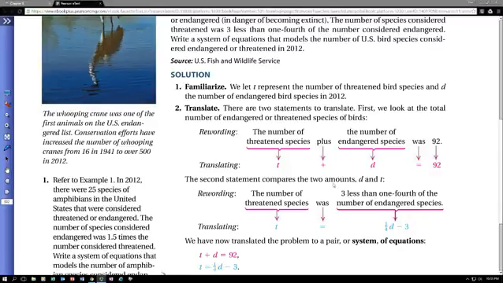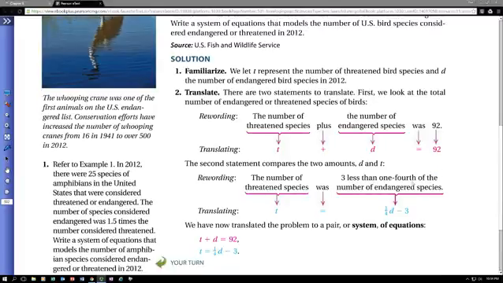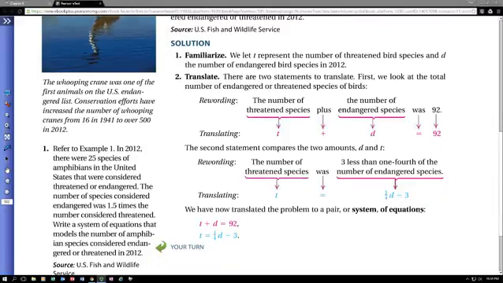Well, the second statement compares the two amounts D and T. In rewording this and trying to get into a translation, well, the number of threatened species, that is T is threatened species, is equal to 3 less than 1/4 the number of endangered species. Be careful with that subtraction stuff. It has to be in the right order. 1/4 the number of endangered species is 1/4 D, and then I want 3 less than that, so you'd subtract 3. So we end up with this equation: T, threatened species, equals 1/4 endangered species, D, minus 3.